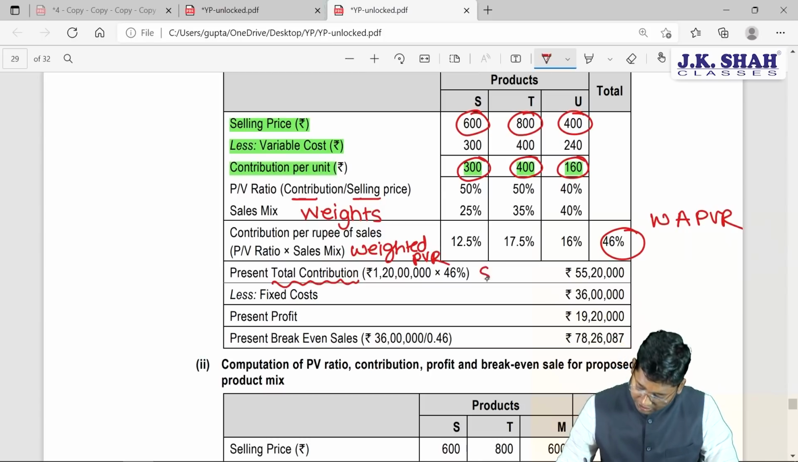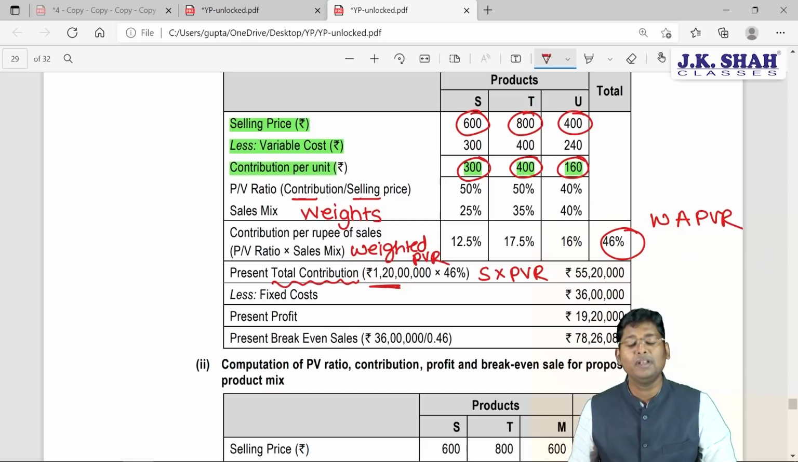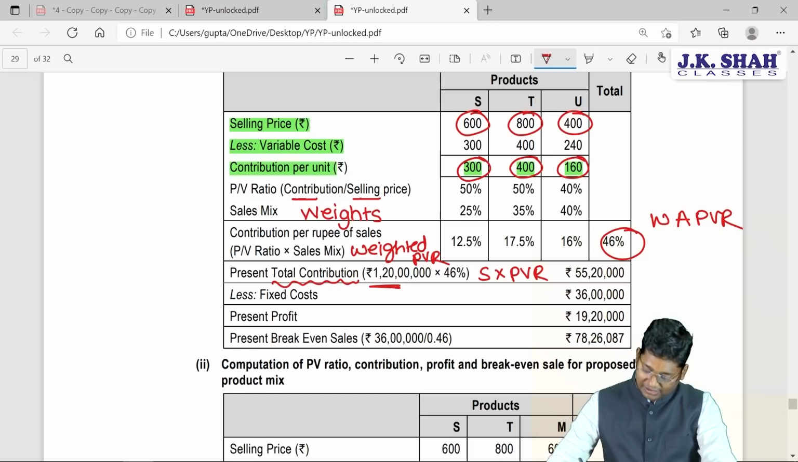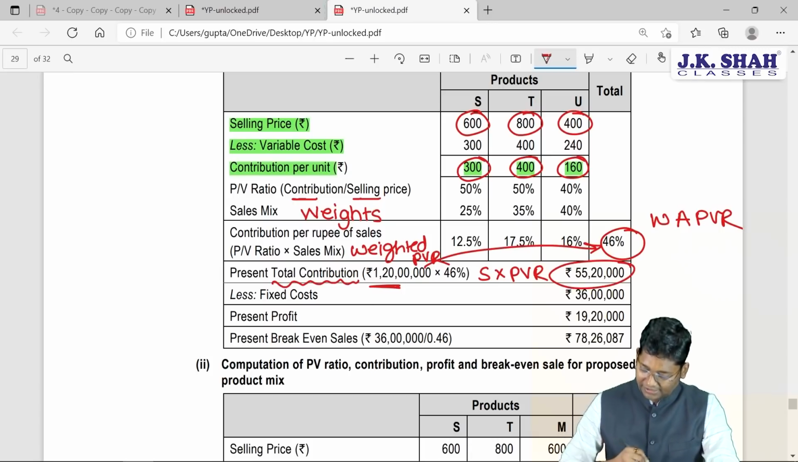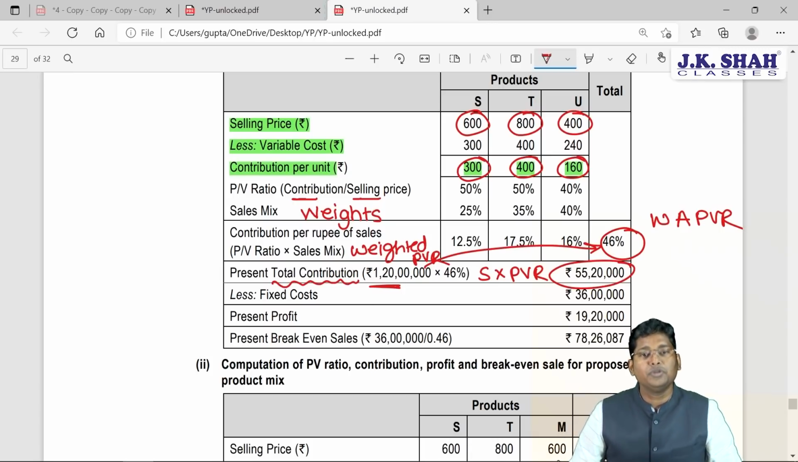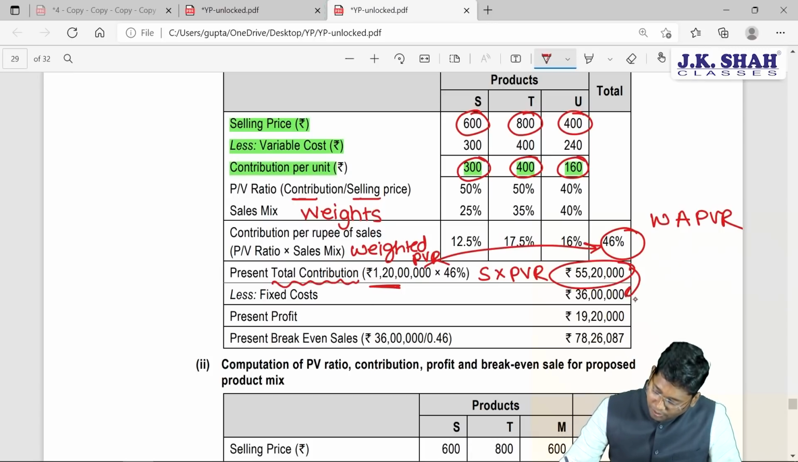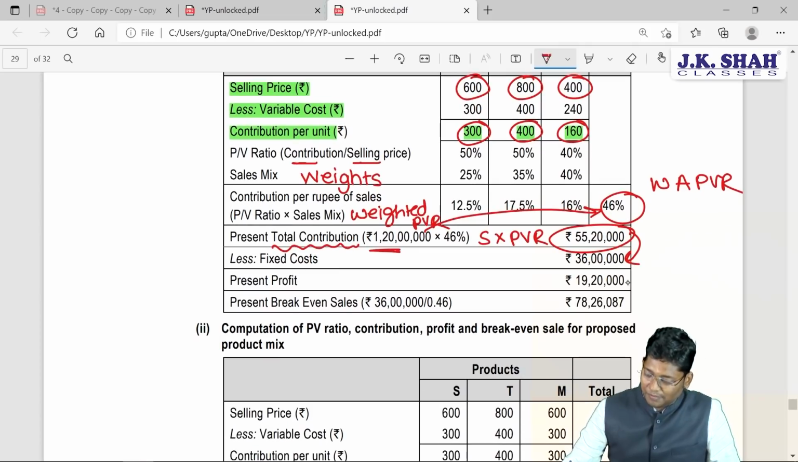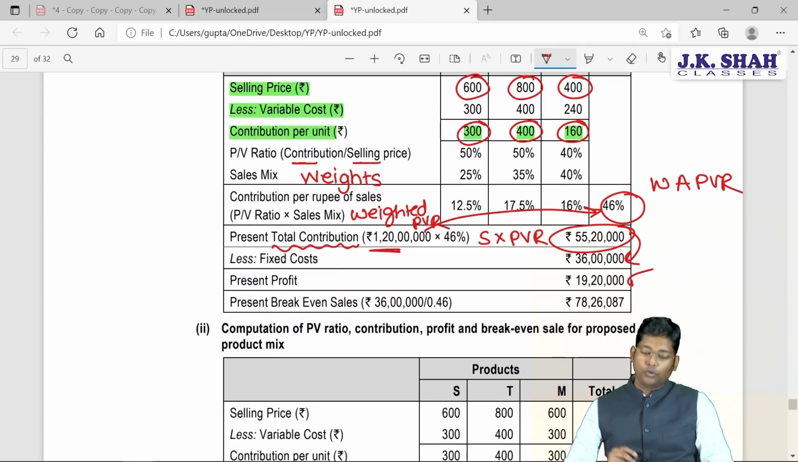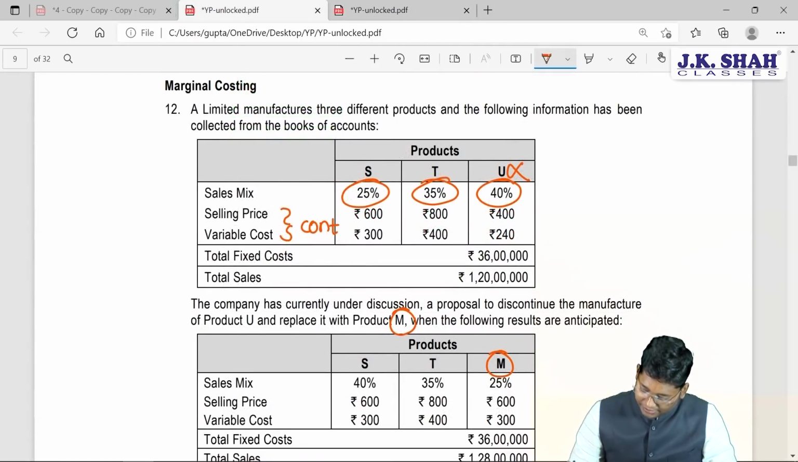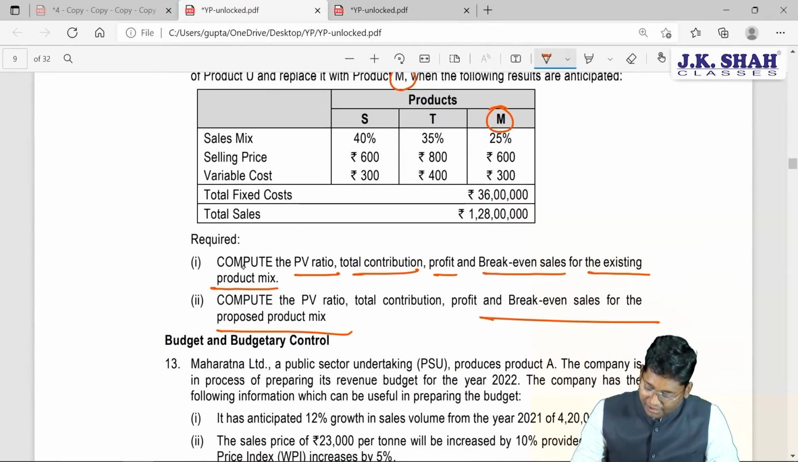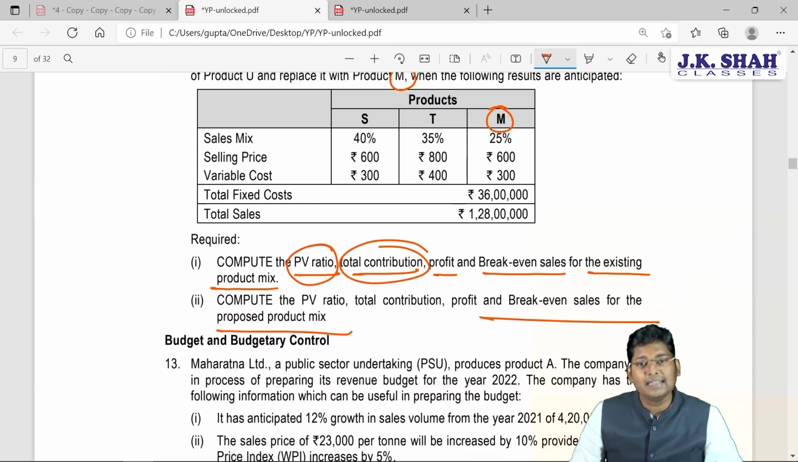Your contribution is equal to sales into PVR, correct? Your present total sales is 1 crore 20 lakhs. Whenever you multiply this with 46%, you will get the total contribution. From that total contribution, when you deduct the fixed cost, you will get the present profit. So the question has asked us to calculate three different points. PVR 46% computed, total contribution, total sales into PVR computed, profit also computed.